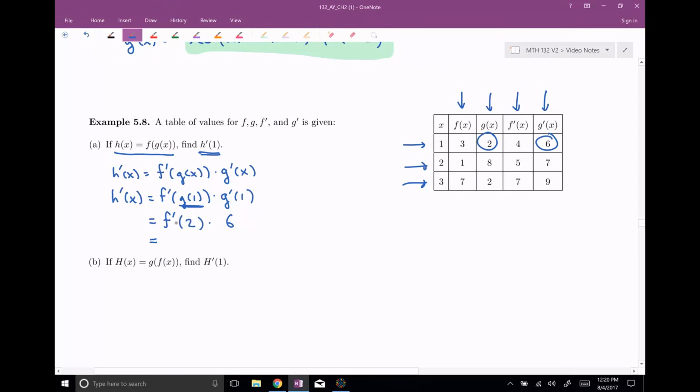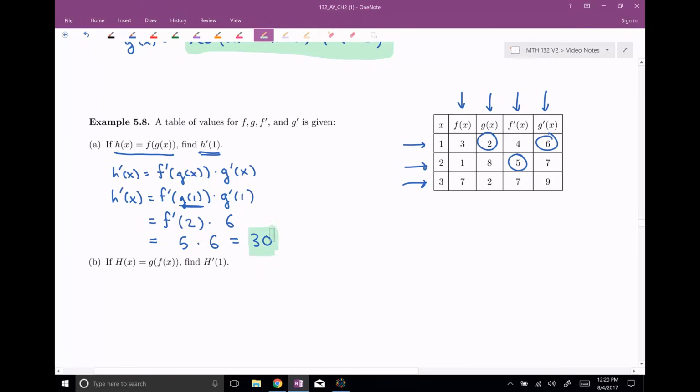Notice I'm not done yet. In order to solve this problem, I need f prime of 2. So I go to my f prime column, and now I'm looking at x equals 2. We get 5. So this is 5 times 6, which is equal to a total of 30.